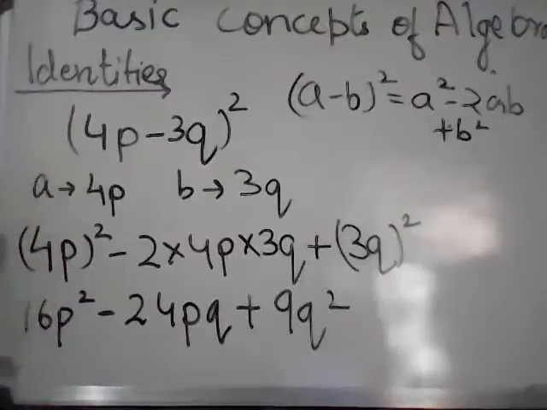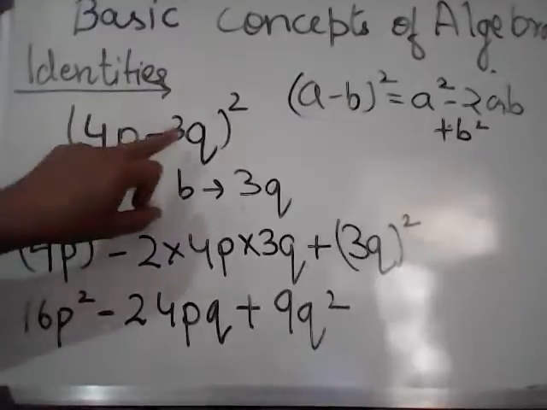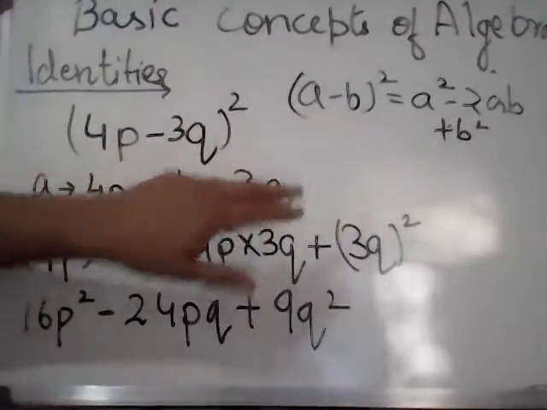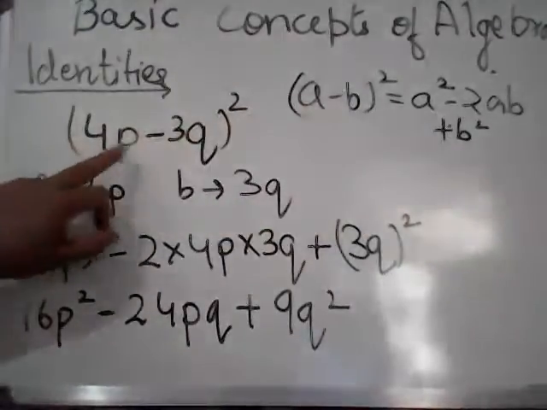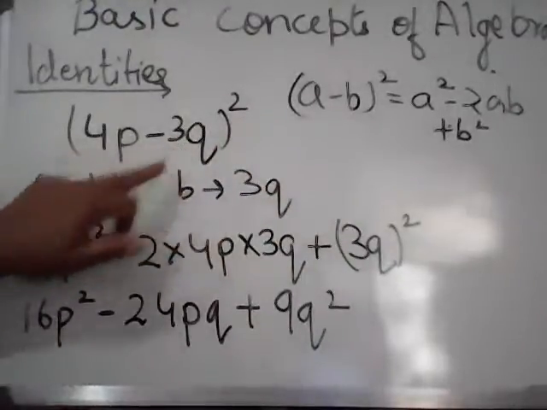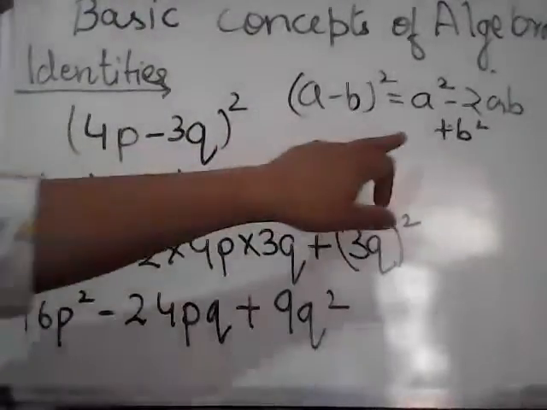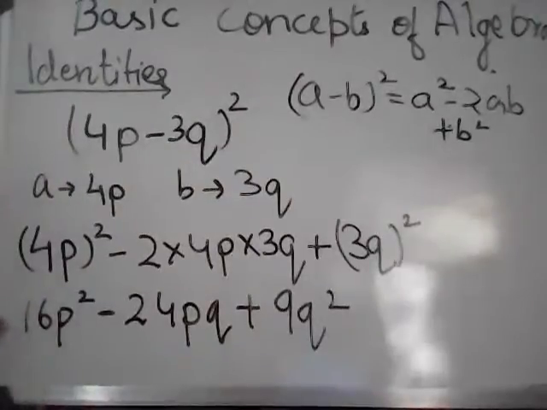Now I will solve it normally. Then you will find the difference between the two. I think it is clear that we will compare these terms with the identity. Here we find that a is equal to 4p and b is equal to 3q. Putting it in the right hand side of the identity, we get this answer.